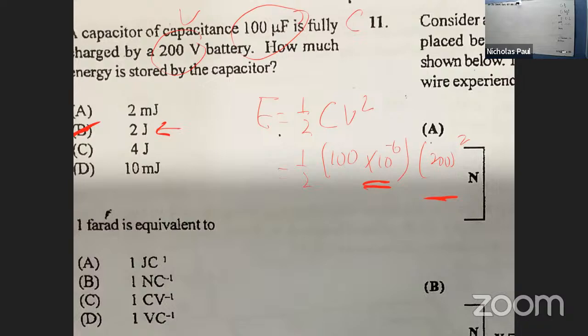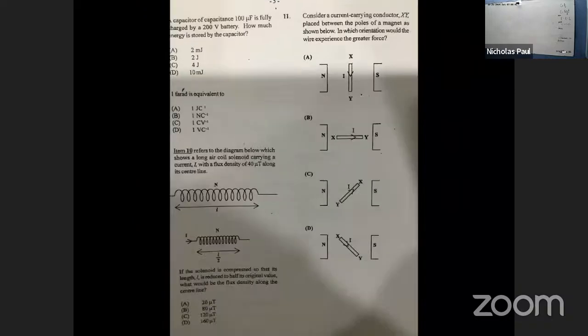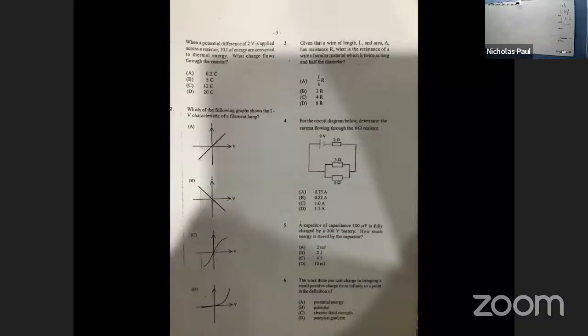Right, next one. That's easy. Number 1: what is 1 farad? C, right? C, very good. Yeah, charge with what unit here? One charge by one. There's one more somewhere here.